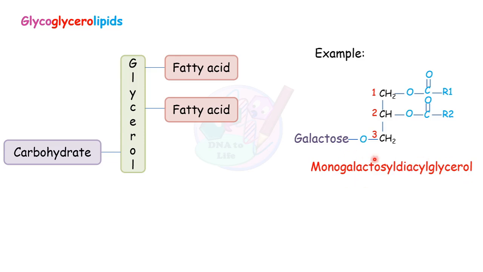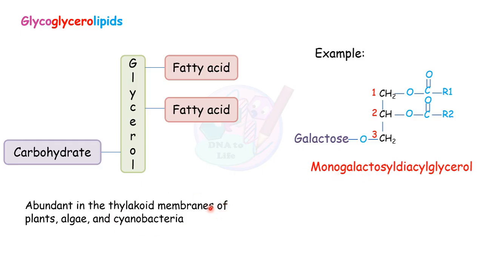Monogalactosyl means a single galactose unit is present. Diacyl means 2 fatty acid chains are present, and this backbone is made up of glycerol. This is an example of one of the glycoglycerolipids, which is abundant in the thylakoid membrane of plants, algae and cyanobacteria. So this was all about the glycoglycerolipids. They are mostly present in photosynthetic organisms. Next one is glycosphingolipids.